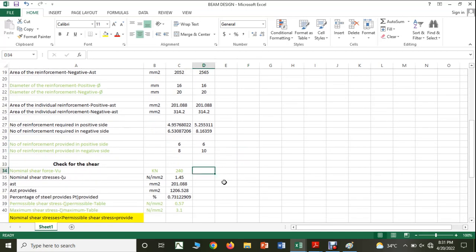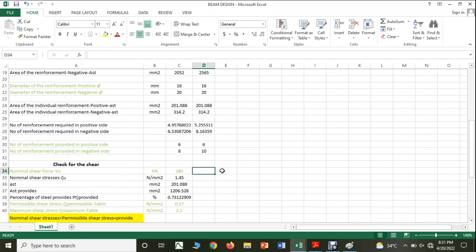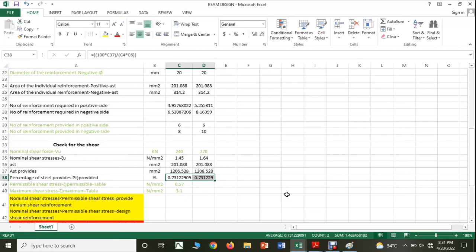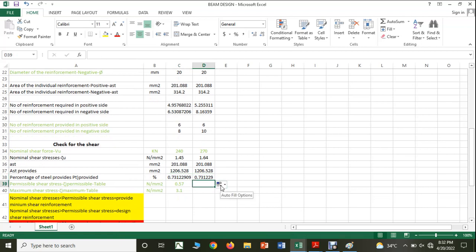Okay, and now the nominal shear force value, you know it is 270, right? So now you want the nominal shear stress to be calculated. It is 1.64, and you know this is Ast, and this is corresponding to the one that you are going to provide. And you can see this is the percentage of steel, 0.73, same value. So from the table I can get this as 0.57 itself, no changes. And this also will not change since the grade is the same, that is 3.1.